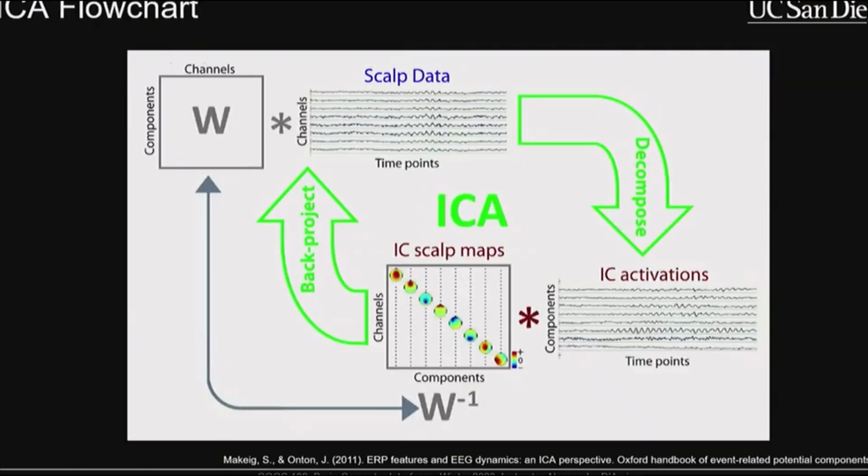So this is a basic ICA flowchart. I'm not going to spend too much time on this, but we have our scalp data, which is going to be our raw EEG that we're recording.